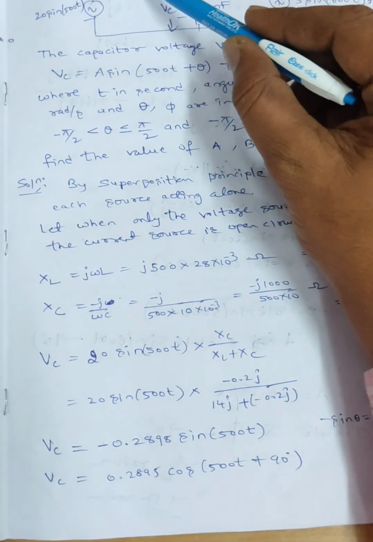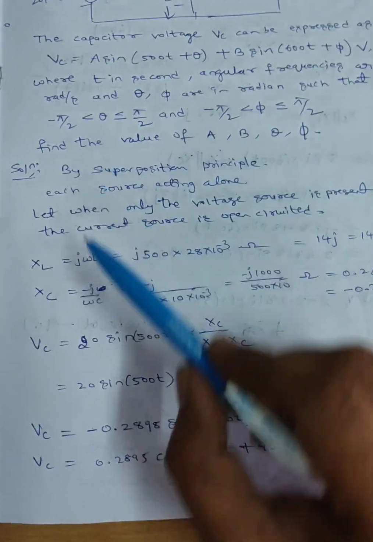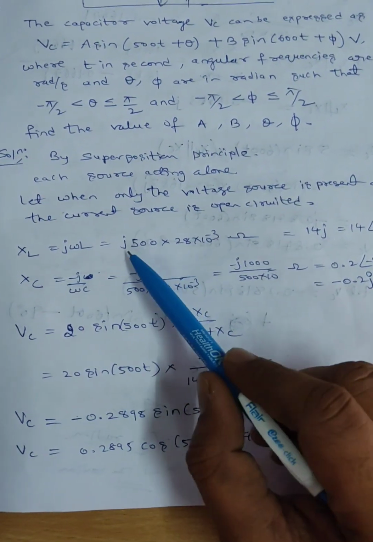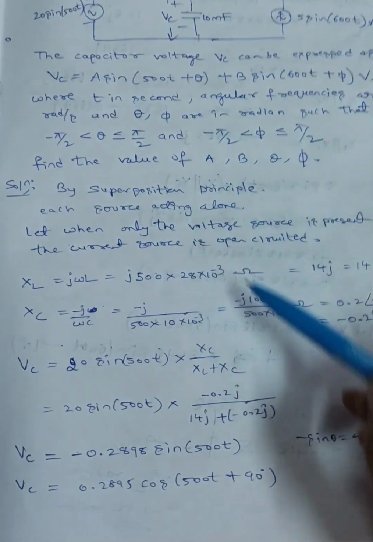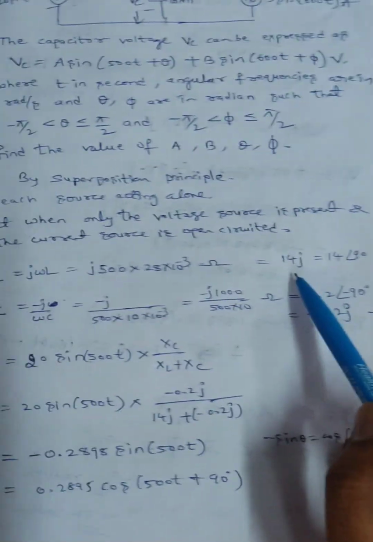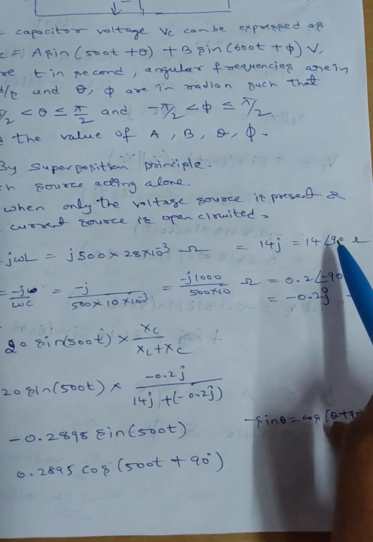Now, under this condition, I am finding the voltage across this capacitor. For that I need some basic calculation: I need XL and XC values. XL is j omega L. The inductance value given is 28 milli, so by solving that you will get 14j. In polar form, it is 14 angle 90 degrees.